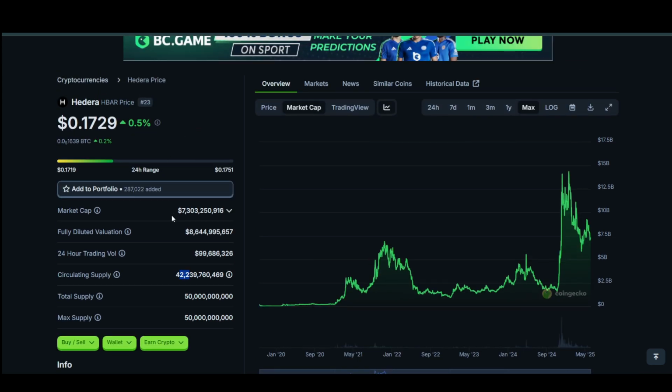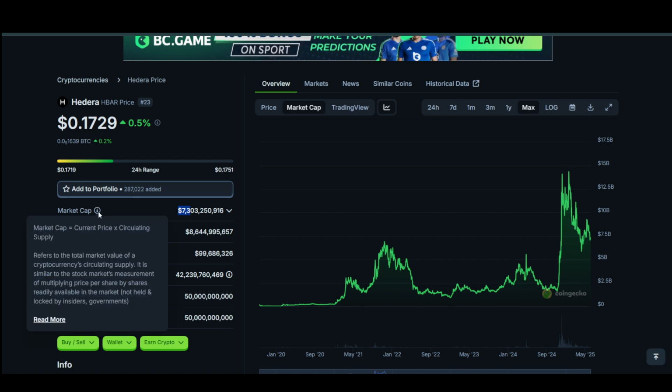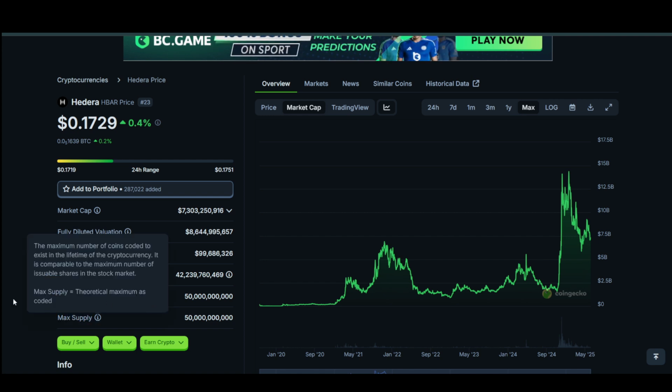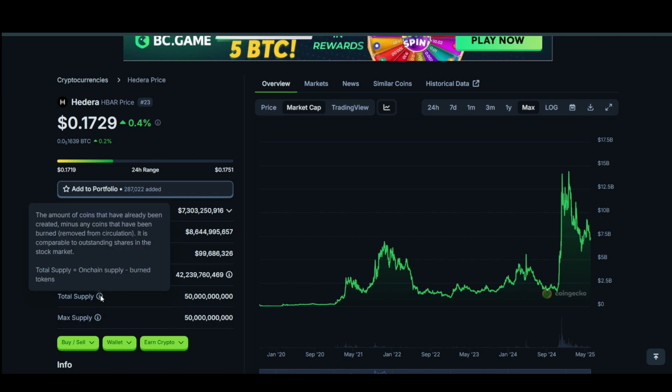So currently HBAR's total valuation is 7.3 billion, as you can see here, and it can be calculated using the current price times the circulating supply, which is this one. After that, we have total supply and max supply. So total supply is basically the amount of coins that have already been created minus any coins that have been lost or burned. It doesn't include lost coins because it is very hard to know which coins are lost, but still it does count burned coins as well. So it is comparable to outstanding shares in the stock market.